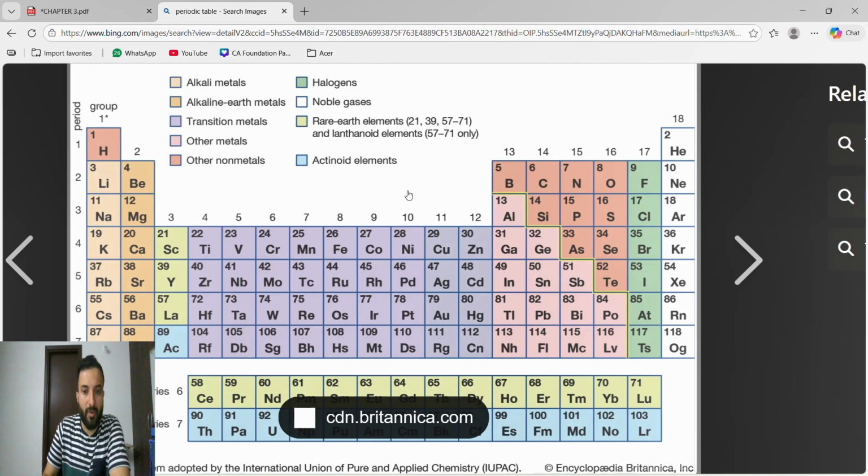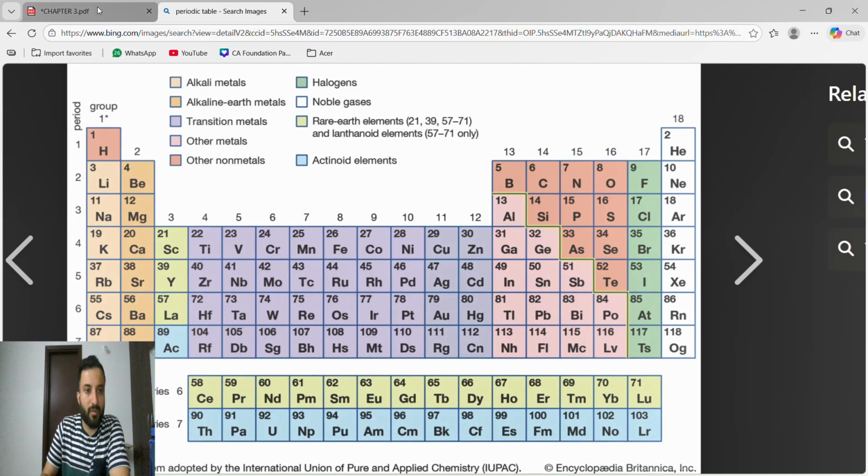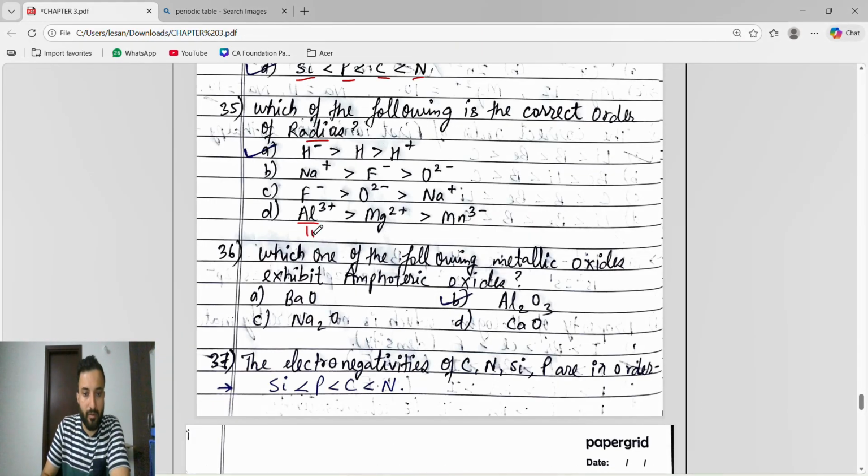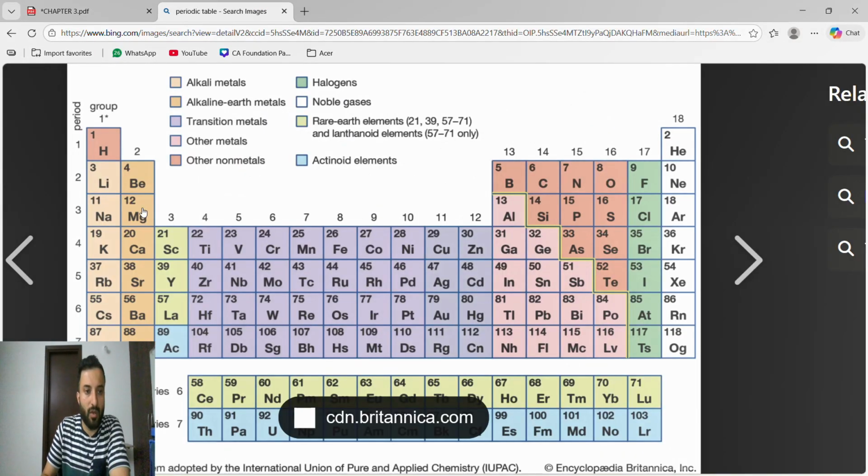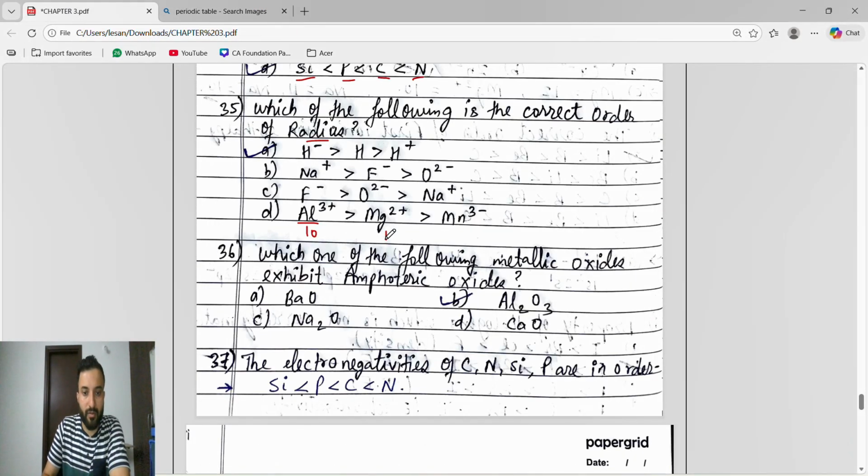So we'll see from here, aluminium Al3+. Aluminium is 13. From 13 we will remove 3, its atomic number becomes 10. Mg2+, Mg is 12. From that we will remove 2, it's 10. So both have 10. So the radius should be equal, but it is given like this, so option D is not possible.